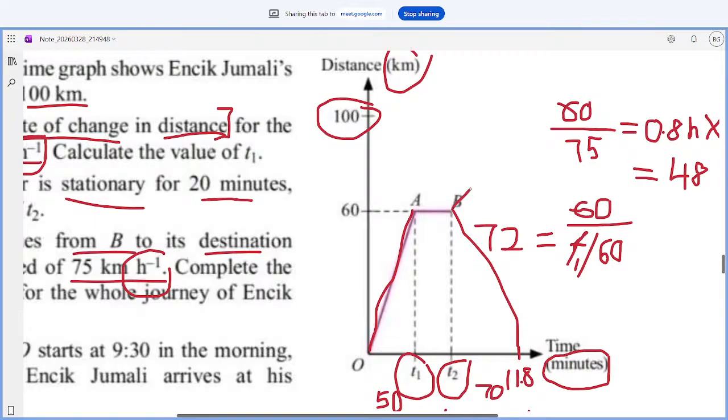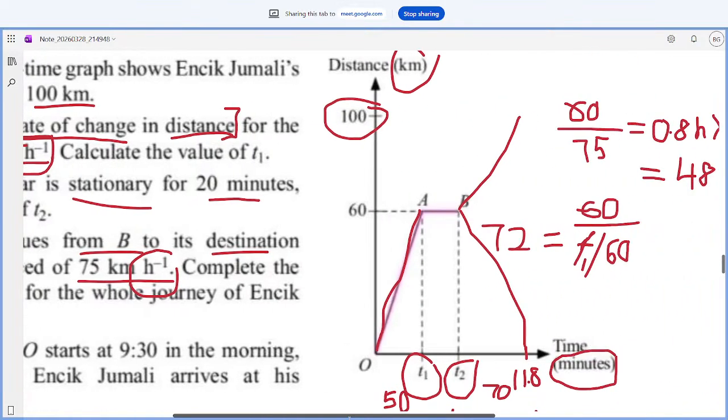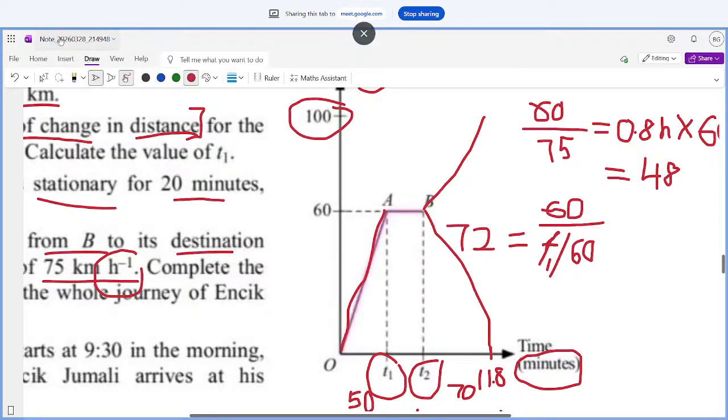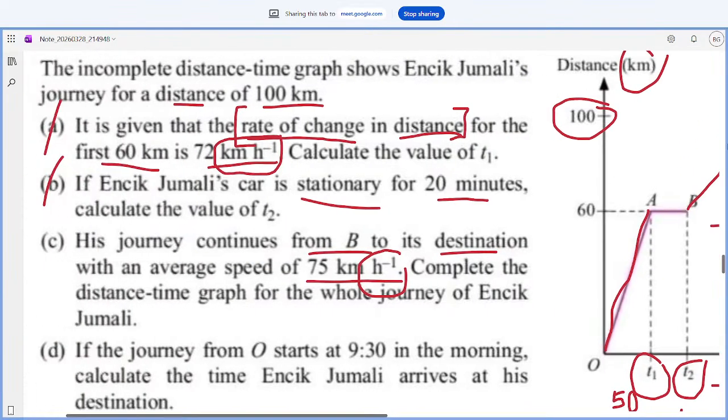Okay, this one is the wrong direction. You must draw it up. Okay? Yes, because it's increasing. Sorry guys, made a mistake already. Okay, B to destination means you must draw up. This one is wrong. Okay, not this one. Okay. Thank you. At least you guys understand. I also can make mistakes.